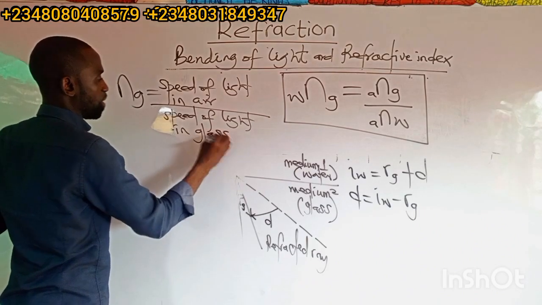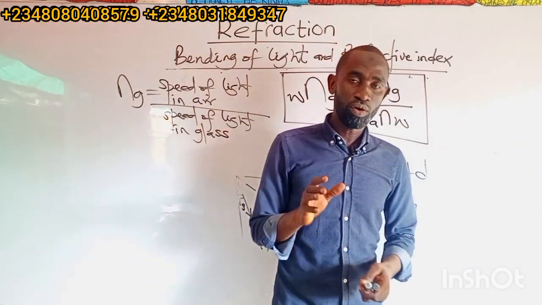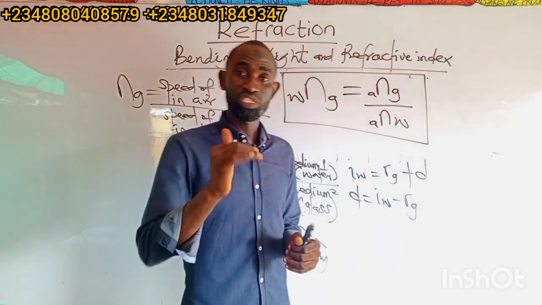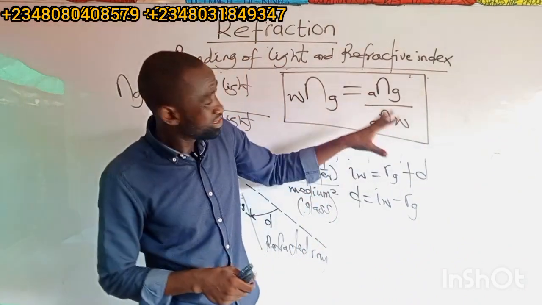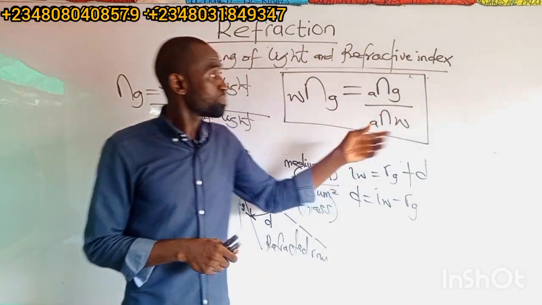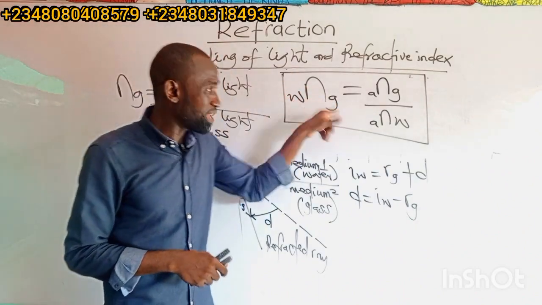Speed of light in air all over speed of light in glass. This is glass. I want us to take note of all these formulas. They are very important as we are going to use them to solve questions. Take note of the way I'm naming all these things. This is glass with respect to water, or water to glass.